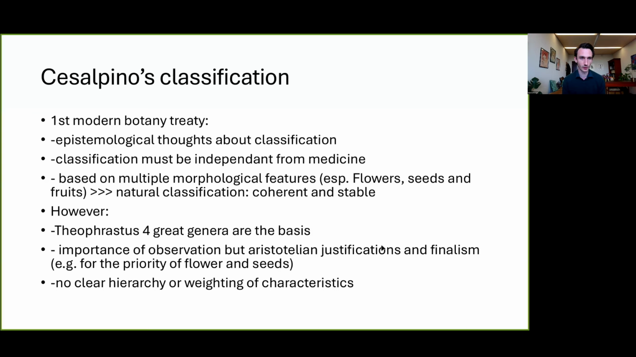Another restriction of this natural method of classification is that even if he used a lot of different characteristics, and that some of them are clearly considered as more important because of the stability and coherence they allowed, for example, seeds and flowers, there is no clear hierarchy or weighting of these characteristics. And this is something very important for modern botanical classification, but that was possible only 2 centuries later with the natural system of classification of Antoine Laurent de Jussieu. So this is something very complicated to achieve. So at the same time, it's probably normal that Cesalpino, as a pioneer of classification, could not reach this result immediately. Next slide, please.